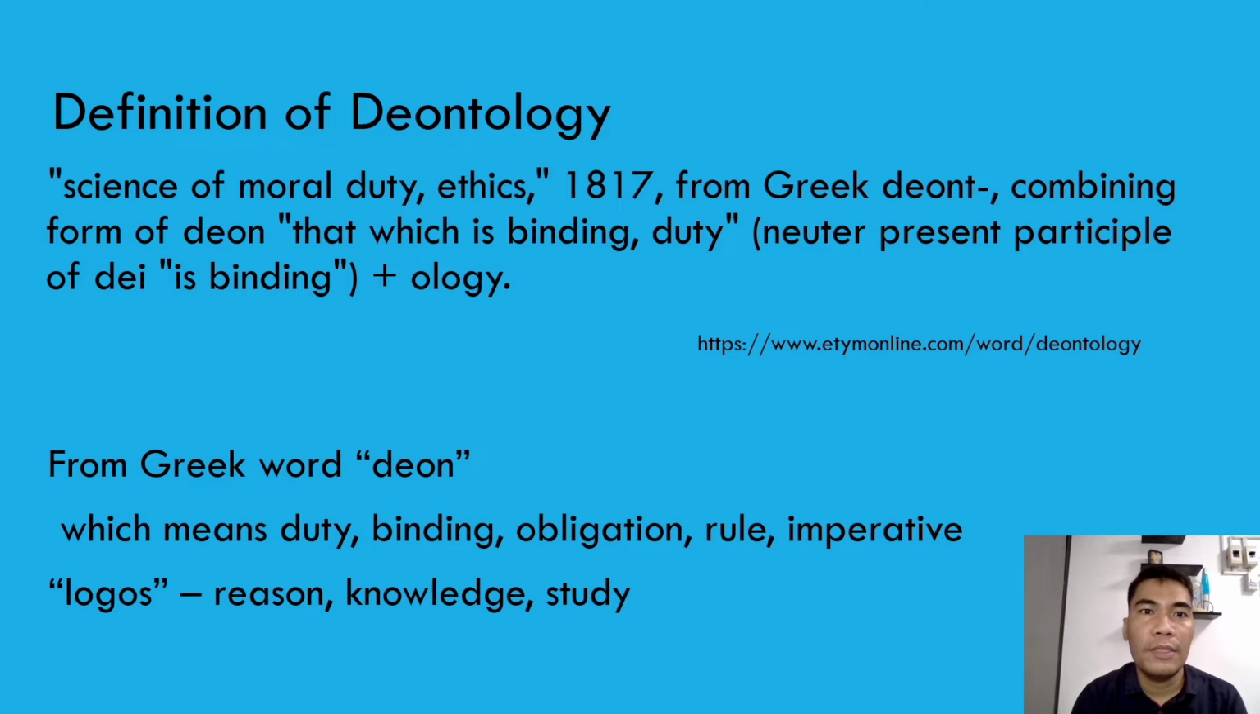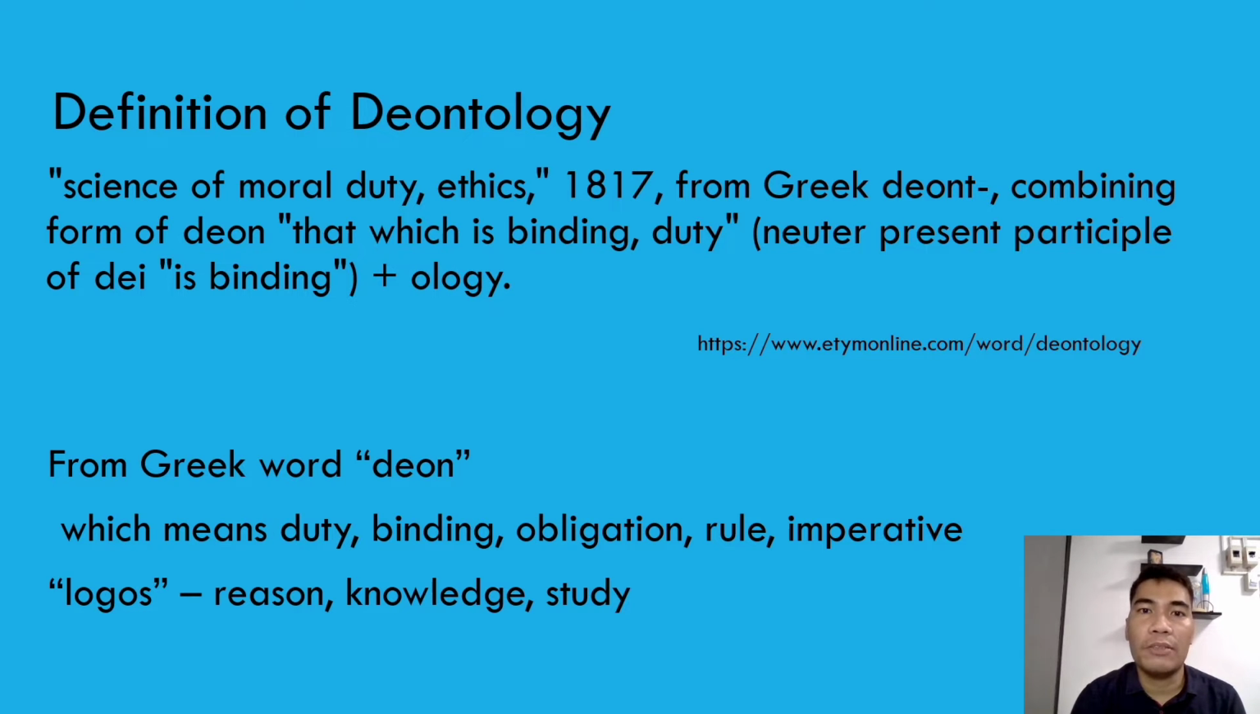sources. We go to the definition. Deontology is the science of moral duty, ethics. It was first used in 1817. It's from the Greek word deont, which means duty, binding, obligation, rule, or imperative, plus the ology or logos, which is reason, knowledge, or study. So deontology is defined as an ethical theory that the morality of an action should be based on whether that action itself is right or wrong, under a series of rules rather than based on the consequences of the action.